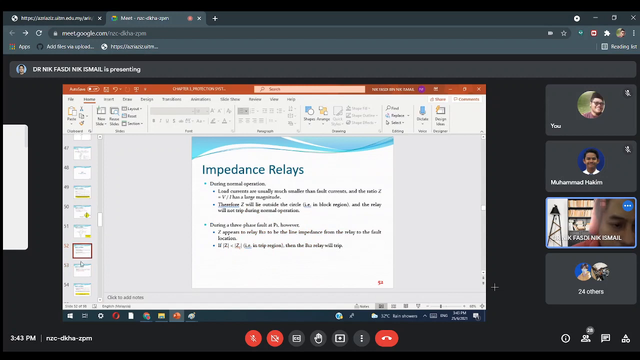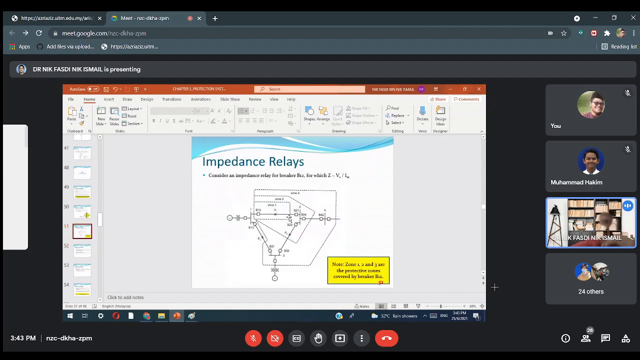Okay. For example here, P1 earlier, we go back to this diagram. Okay, P1 here. So if we go by P1, it is still within the protection zone of P12, so it will trip. So what happens for P3?